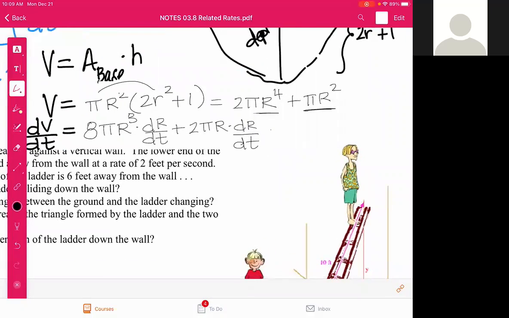Might need your help. Probably will need your help because I don't think I can do these ones. So 8 times pi times 20 cubed times 50 plus 2 times pi times 20 times 50. Somebody go ahead and just figure that out for me.